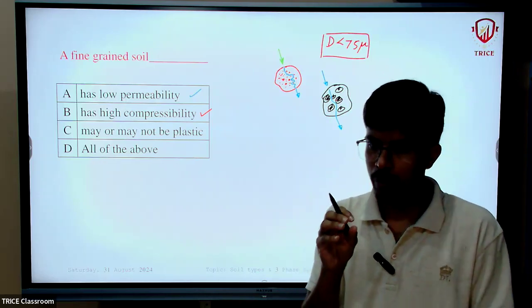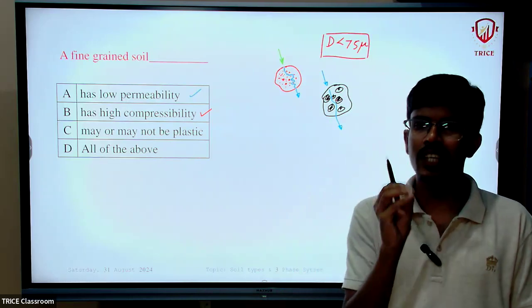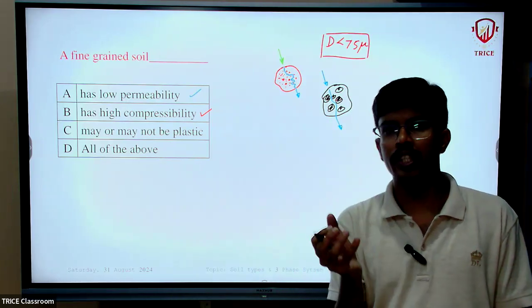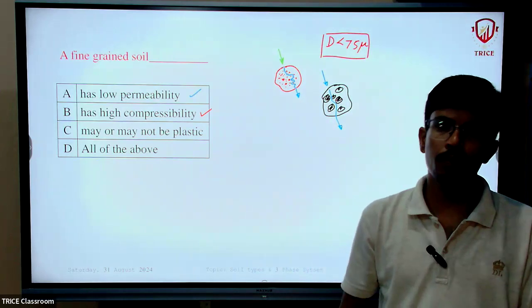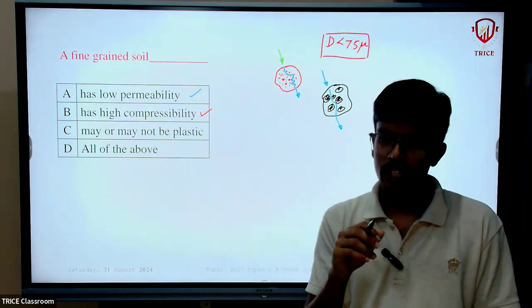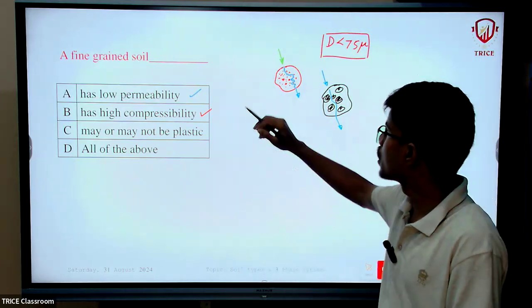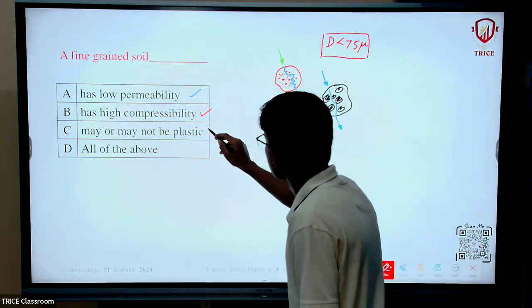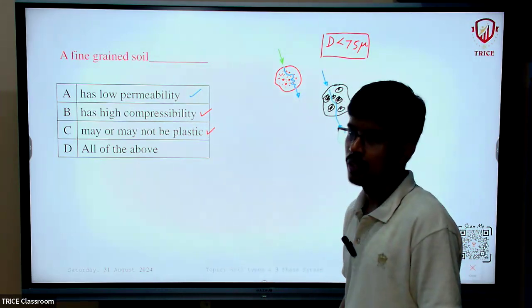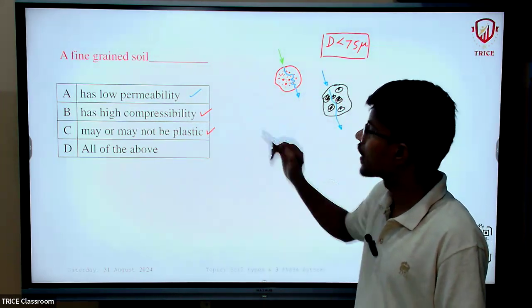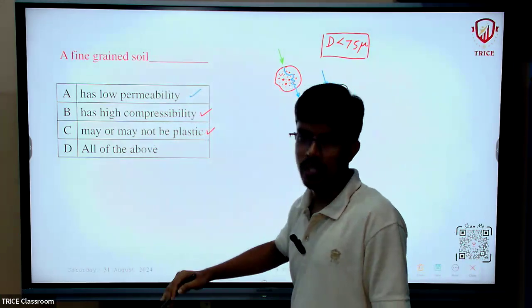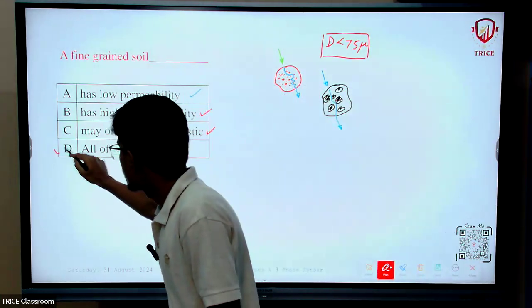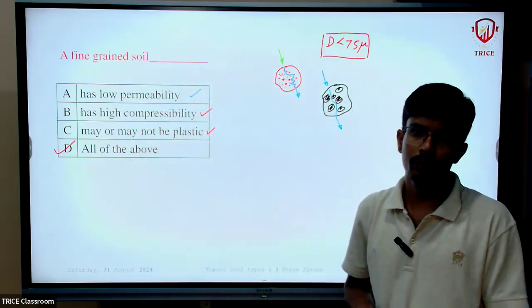Even if some soil particles possess little or no plasticity, we call them silty soils. Both the clay as well as the silt come under fine-grained soils. Okay. Therefore, this also matches. So for fine-grained soils, all the properties get matched, so your answer will be all of the above.